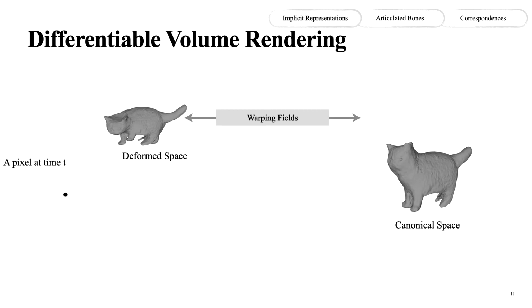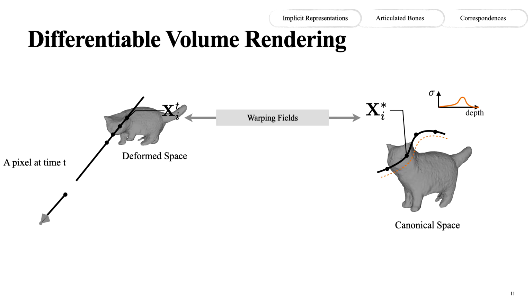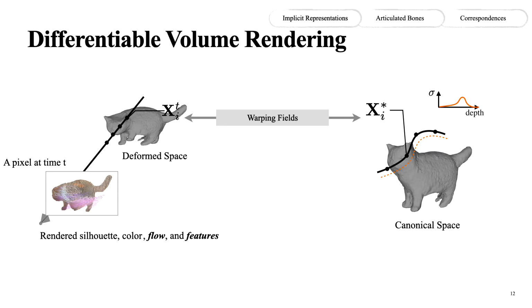To render color and object silhouette, we sample points along the ray in the deformed space, and pull back the ray points to the canonical space with a 3D warping field. The density and colors are queried in the canonical space and integrated with volume rendering equations. Besides silhouette and colors, we also render flow and appearance features. The rendered images are compared against the observed ones.